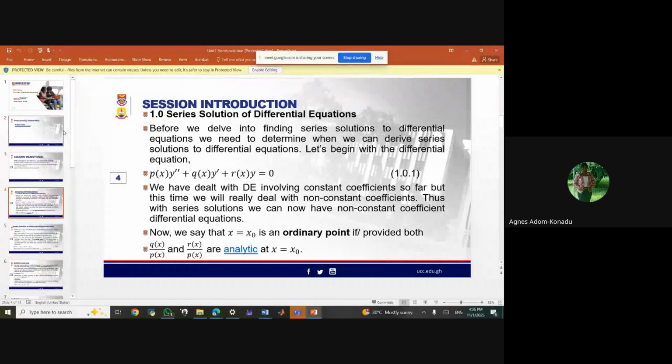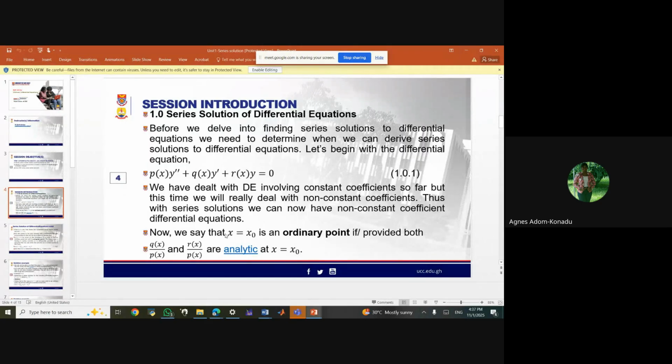Let's begin with the equation P of x y double prime plus Q of x y prime plus R of x y equal to 0. We have dealt with differential equations involving constant coefficients so far. By this time, we will really deal with non-constant coefficients. Thus, with series solutions, we can now have non-constant coefficient differential equations. Now we say that x equal to x naught is an ordinary point if and only if both Q of x over P of x and R of x over P of x are analytic at x equal to x naught.